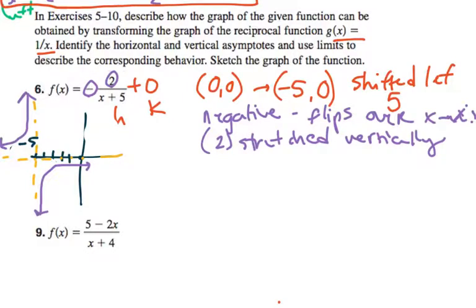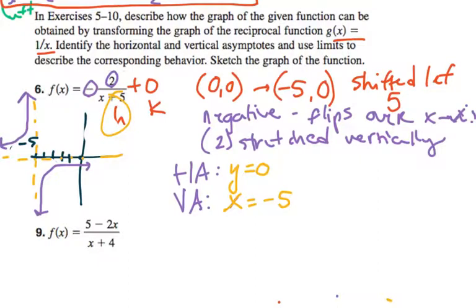Okay, so let's see. Horizontal and vertical asymptotes. So we didn't do that yet. The horizontal asymptote I've already drawn, but the horizontal asymptote is at y equals 0. And we got that from graphing, and the fact that we added nothing for our k value. And then your vertical asymptote is going to be at negative 5, x equals negative 5. And again, that's because of the h value, or the opposite of that h value.